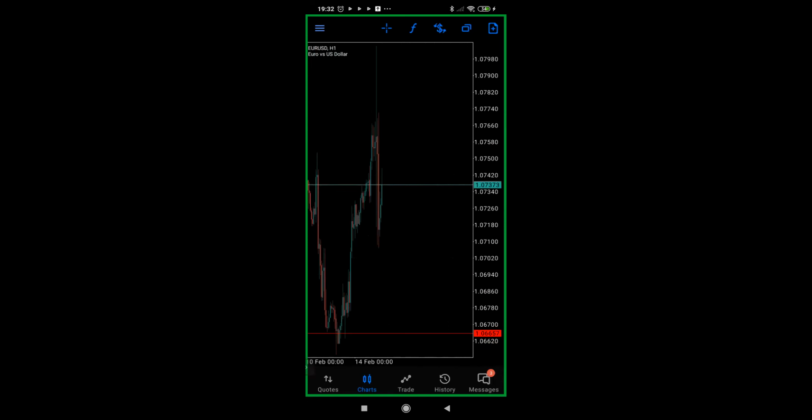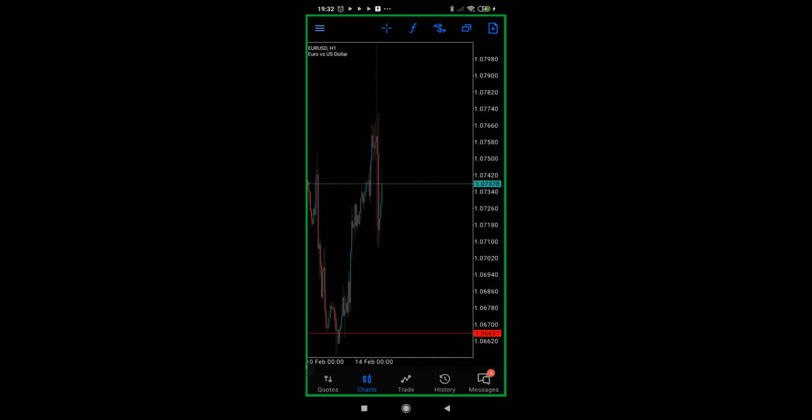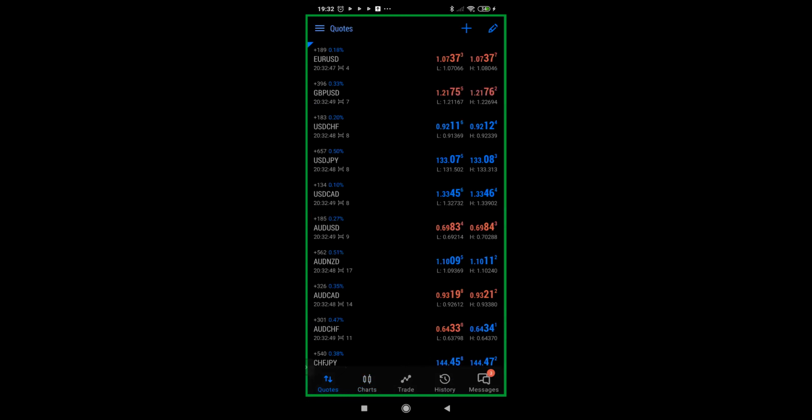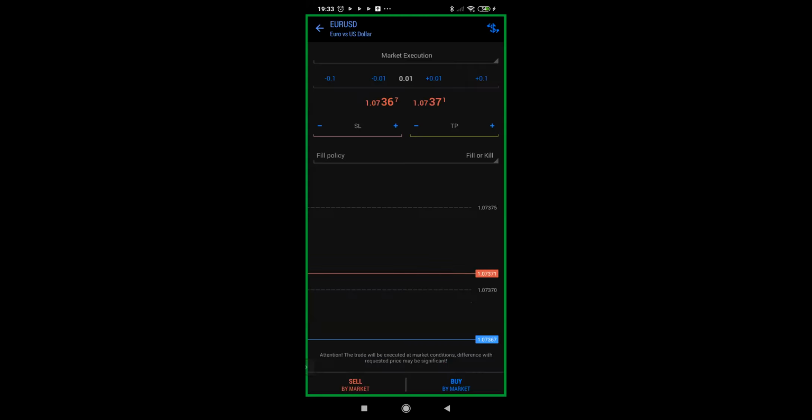Is that clear? So let's just skip to opening a trade. To open a trade, the easiest way that you can do it is to go back to your quotes, and on the currency pair that you want to trade. So we want to trade Euro USD. That's the first pair on the list. So you want to tap on it for just 1 second. When you tap on it for 1 second, you see new order. So click on new order.